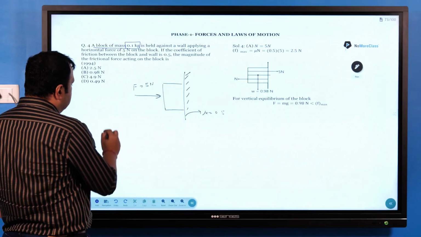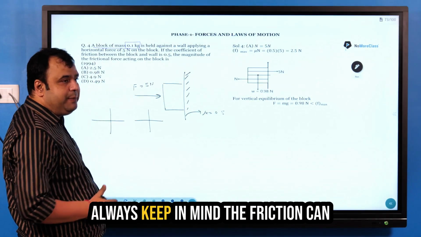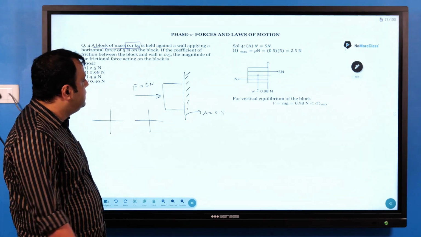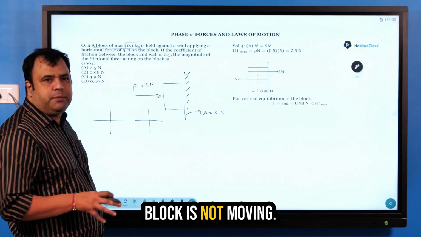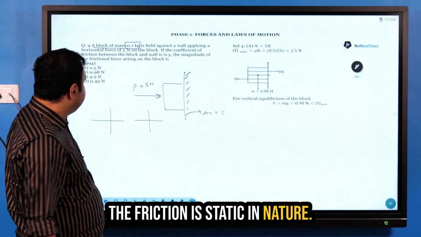force. So whenever friction comes into play, we should always keep in mind that friction can be static and can be kinetic as well. So in this case, this block is not moving. Since this block is not moving, the friction is static in nature.